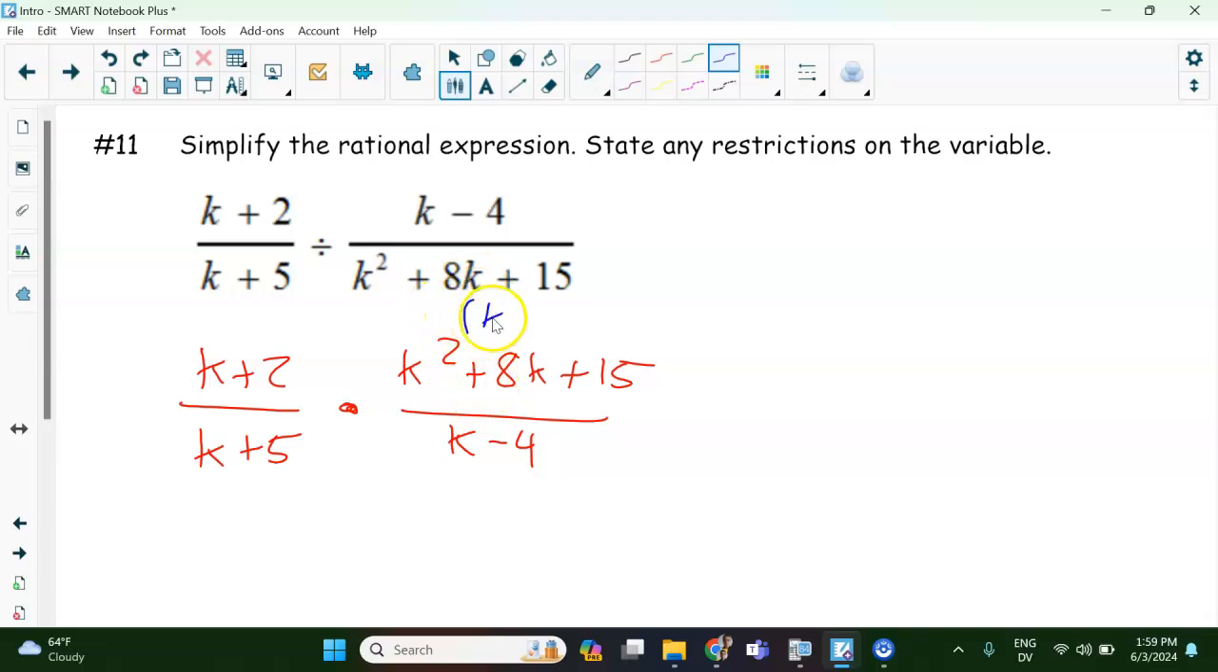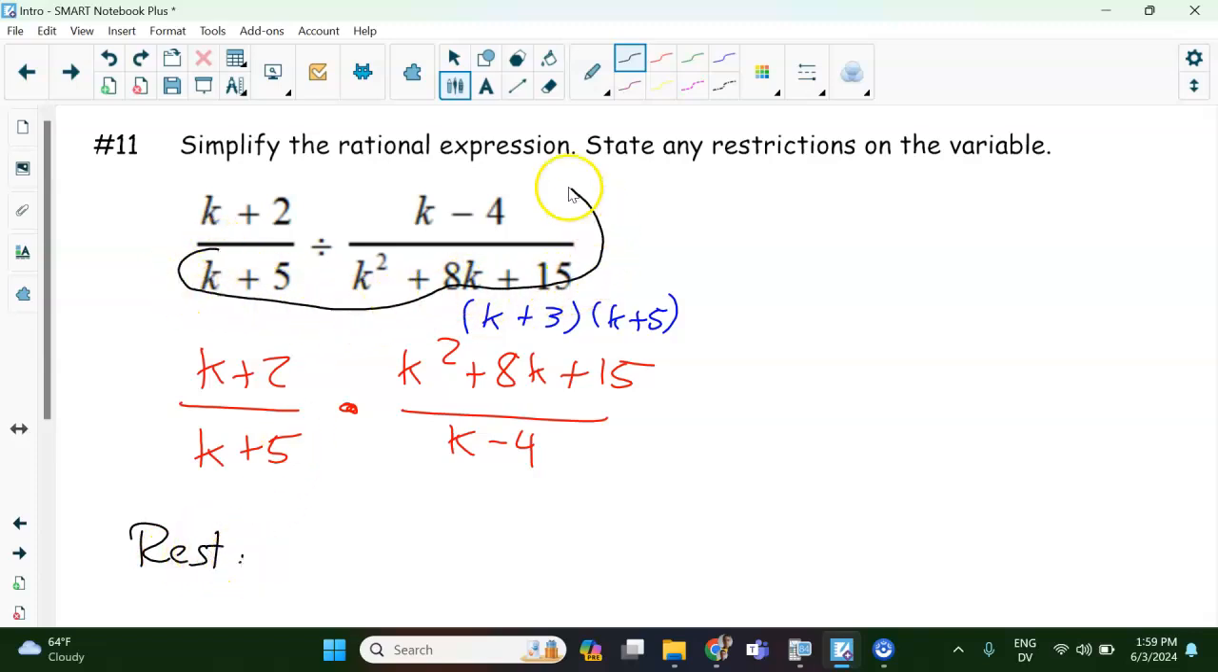And then factor up top here. This is going to factor to k plus 3 and k plus 5. Before I cancel, I'm going to do my restrictions, which on a division one is the denominator like normal, but then also the numerator of the back. That's a little weird because normally it's just the denominator. So here it would be negative 5, 4, and then negative 3, and then negative 5 again, but I already listed it, so I don't need to list it. The restrictions are weird. You have to look at those three parts here.